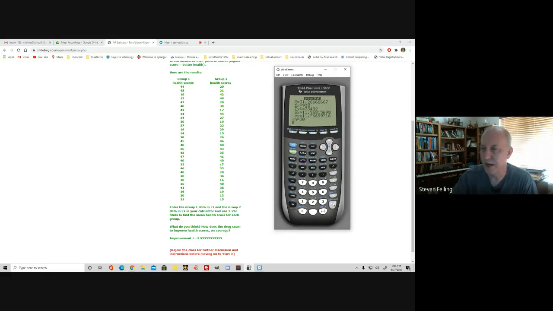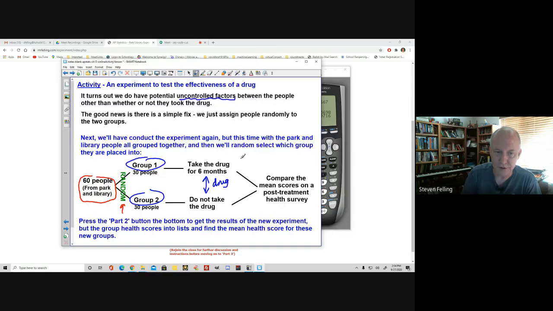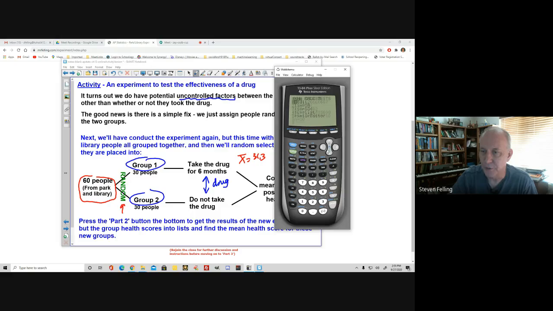And so this time I happen to get 31.3. So let me go back to my notes here for a second and say this time I got mean as 31.3 for group 1. And when I run the statistics on list 2 from group 2, I get 27.5.